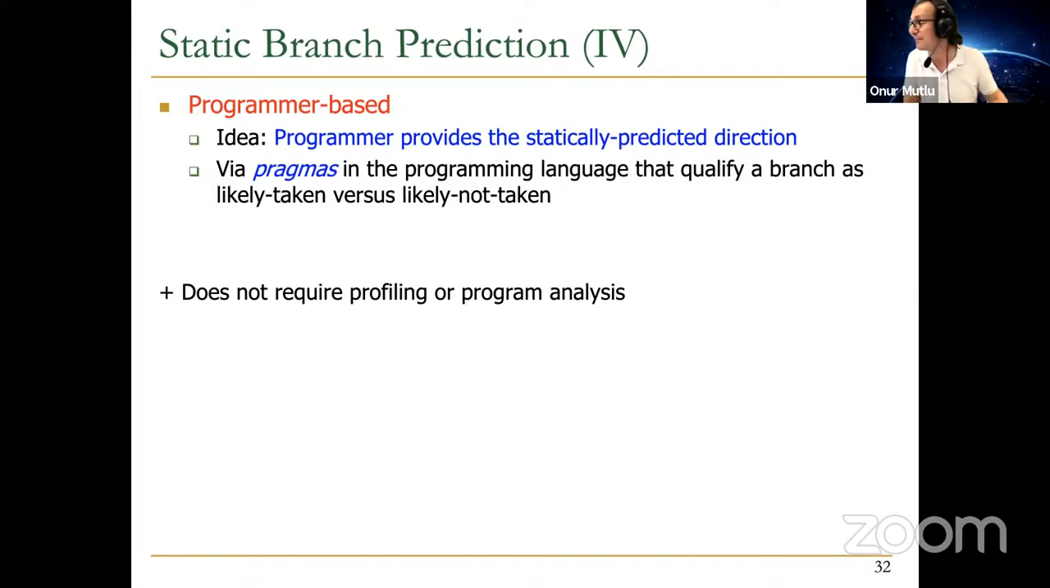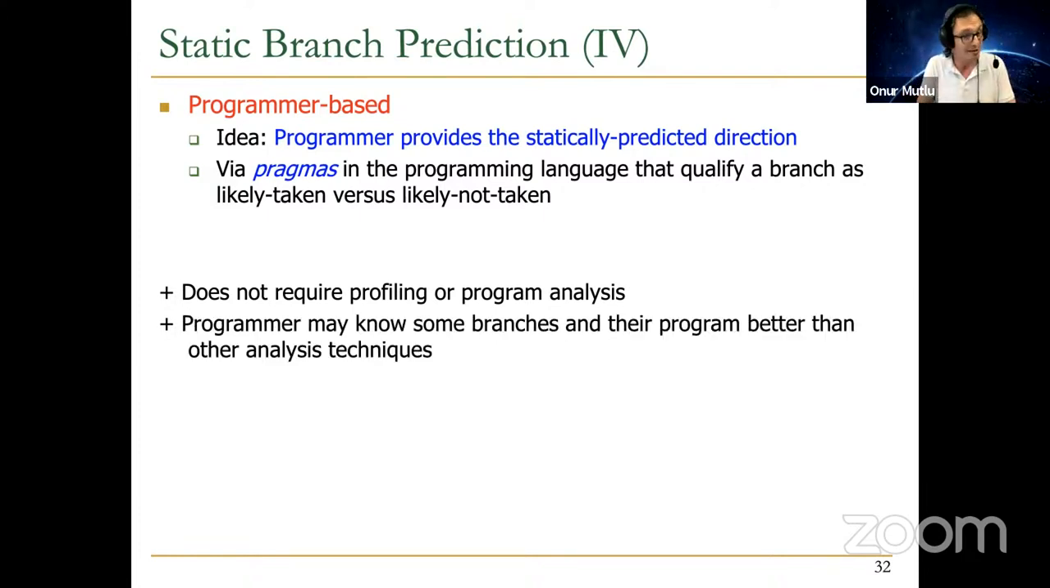But at least the compiler doesn't get complicated in this case. And the big advantage of this is that as a programmer, you may know some branches and their semantics, their reasons, and their program behavior better than other analysis techniques. That semantic information you have in your head as an expert programmer usually, the compiler cannot easily figure out, and certainly other hardware or heuristics may not be able to figure out. So that's the big advantage.